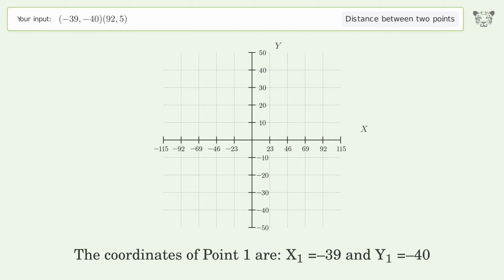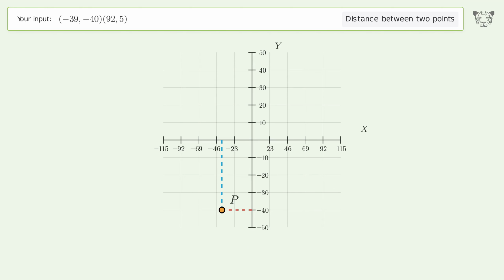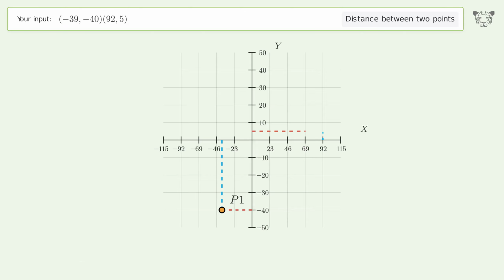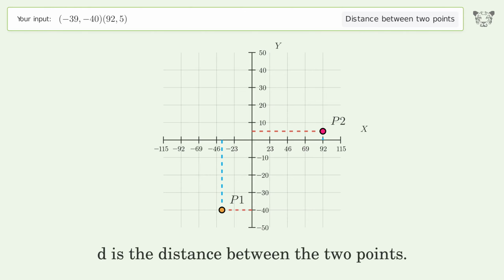The coordinates of point 1 are x1 equals negative 39 and y1 equals negative 40. The coordinates of point 2 are x2 equals 92 and y2 equals 5. D is the distance between the 2 points.